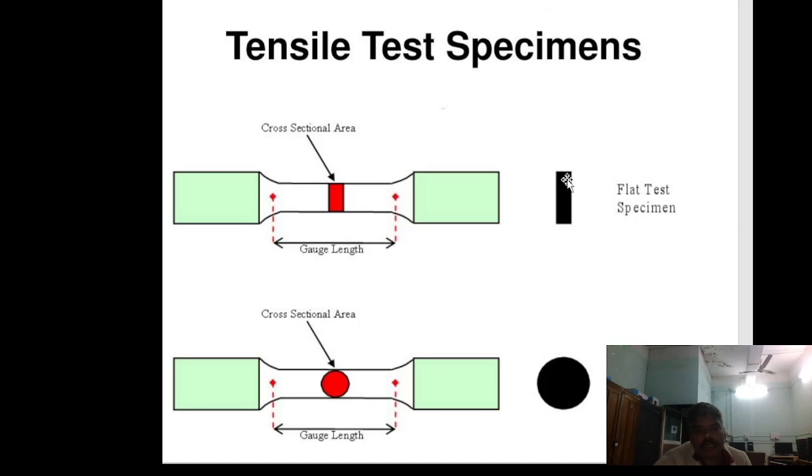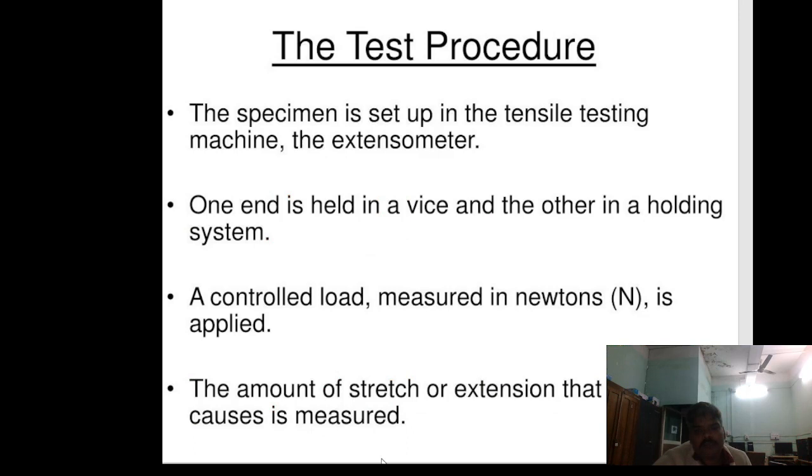This is our tensile test specimen. This is a flat test specimen. This is a round test specimen. This is a specified gauge length. This is a cross-sectional area. This cross-sectional area is flat. This cross-sectional area is round. This is a gauge length.